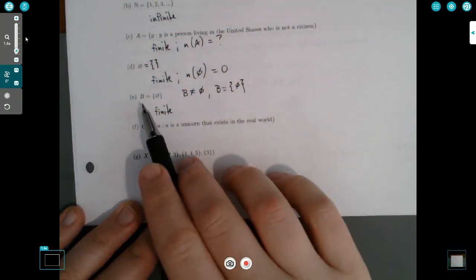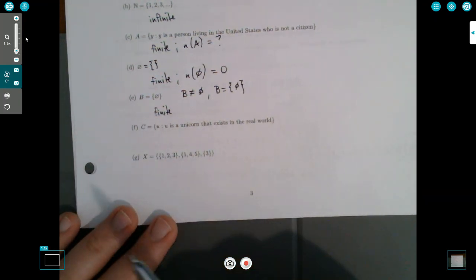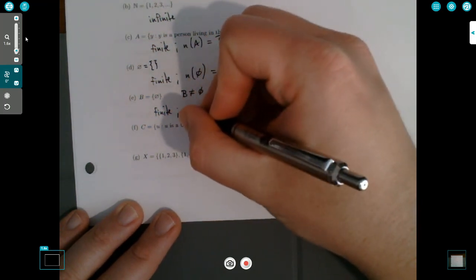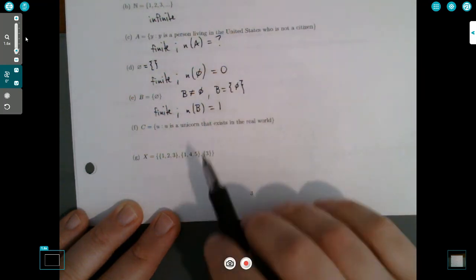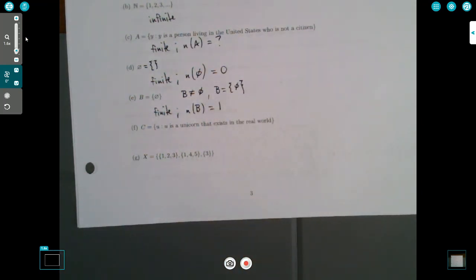It's kind of trippy because it's like B is a set made up of a set. And that's what's confusing about it, right? But it's a finite set, and its cardinal number is not 0, it's 1. There's one element in B, namely the empty set. Okay, so that one I'm sure was kind of confusing.